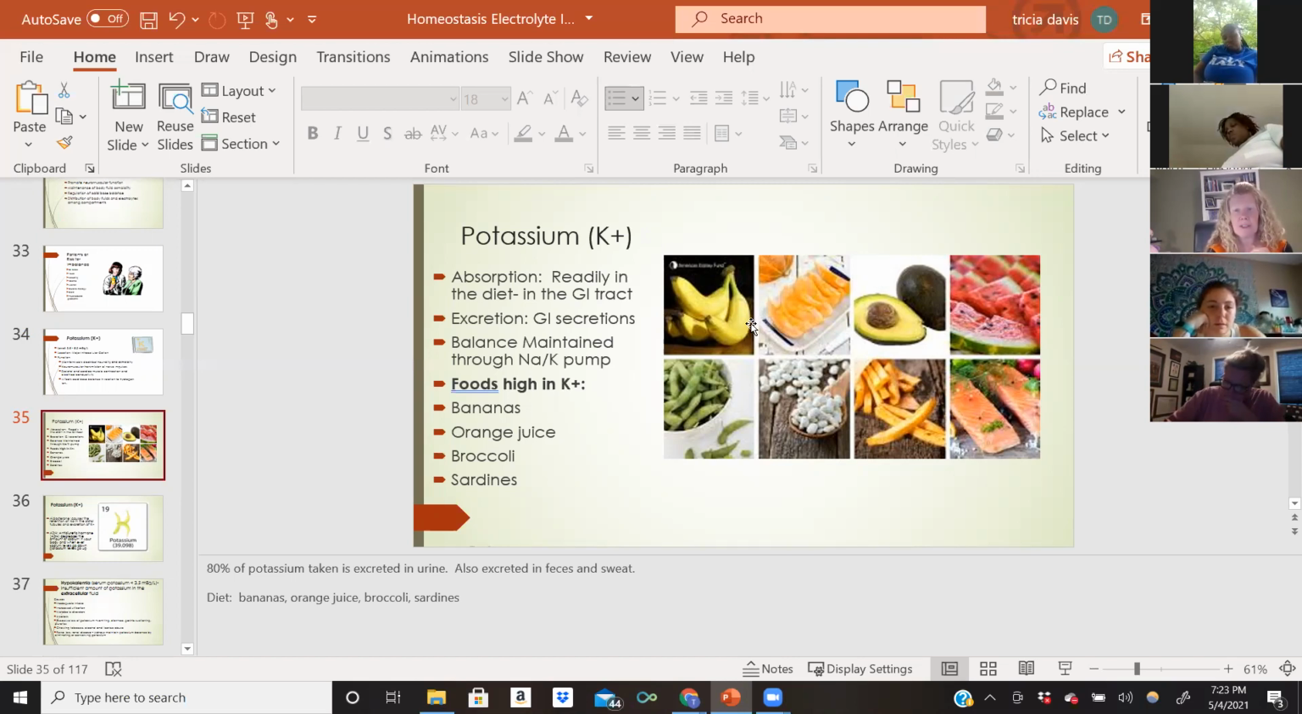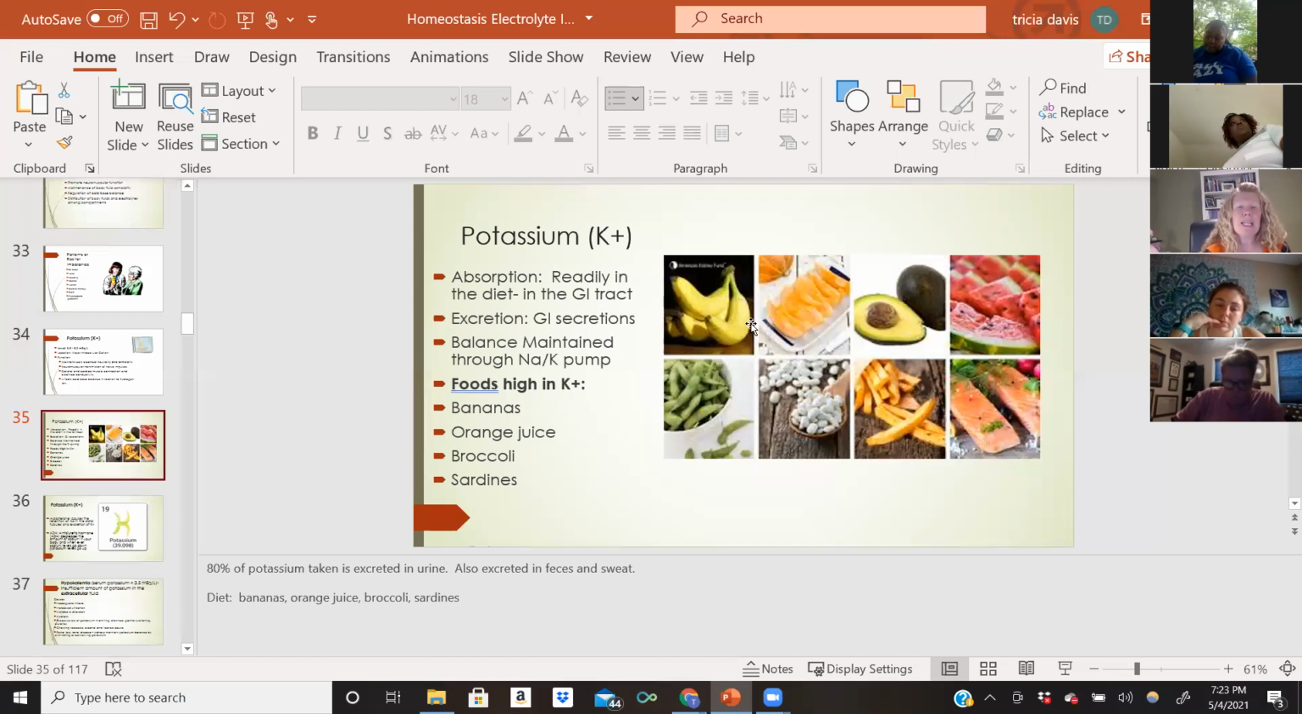We do secrete our potassium through our GI system. So if you have a patient that has severe diarrhea, what would you expect their potassium level to be? Do you think it would be high, or do you think it would be low? Low. Low, very good, because they're losing all of their K.